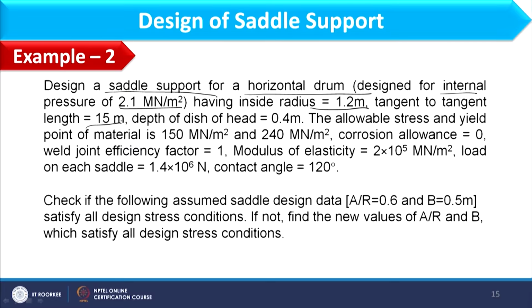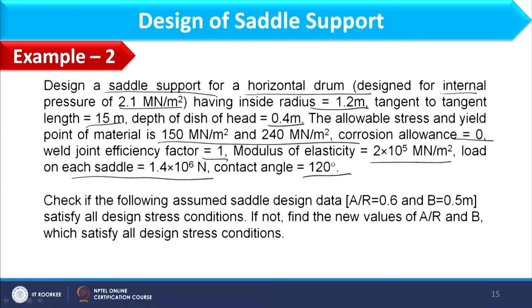Now, here I have the second example, which is on design of saddle, and in this example I need to design a saddle support for a horizontal drum, which is designed for internal pressure 2.1 meganewton per meter square, internal radius 1.2 meter, tangent to tangent length 15, and depth of the disc head, that is capital H, as 0.4 meter. Allowable stress and yield point of the material are given, corrosion allowance 0, joint efficiency factor 1, modulus of elasticity is given, and total load on each saddle is given as 1.4 meganewton, contact angle is 120.